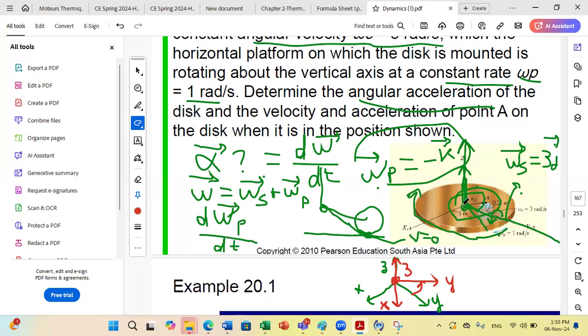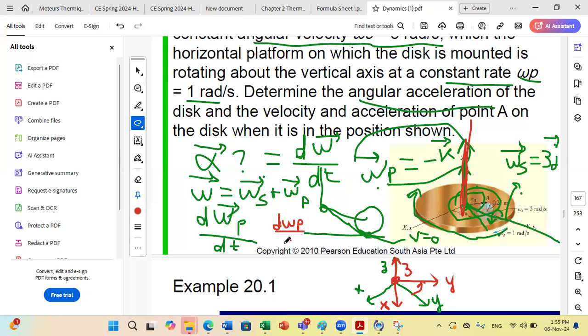So for me, this direction is fixed in the absolute frame and is fixed in the rotating frame. That's why I can say that my vector is not changing in direction in small x, small y, small z, and in big X, big Y, big Z. So if I look at the variation of this vector in small x, small y, small z, it will only be due to the change in magnitude. So it's just equal to d omega p by dt as magnitude.